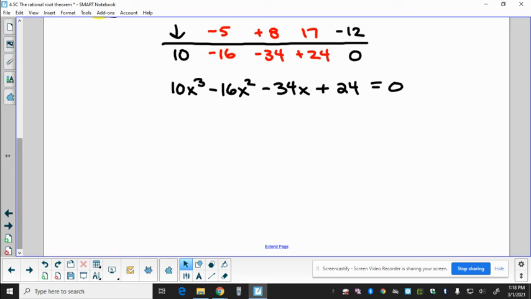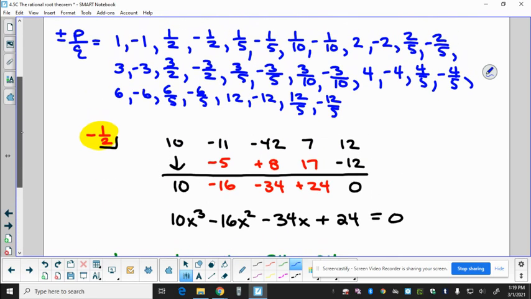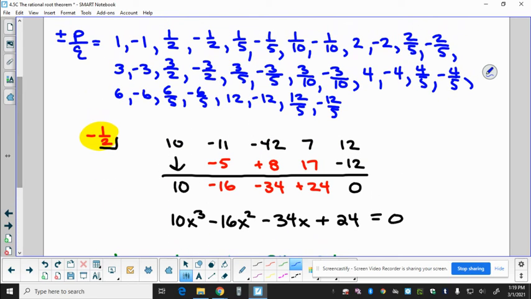Okay, everybody got that? So you can do another round of synthetic division. So let's take these coefficients and let's bring them down here. So we've got 10, negative 16, negative 34, and 24. An unknown root over here. We know when we do synthetic division that 10 will be there. We're looking for a remainder of 0, so we need a negative 24 to appear right here. So the original list that we generated will still work. One of those numbers.